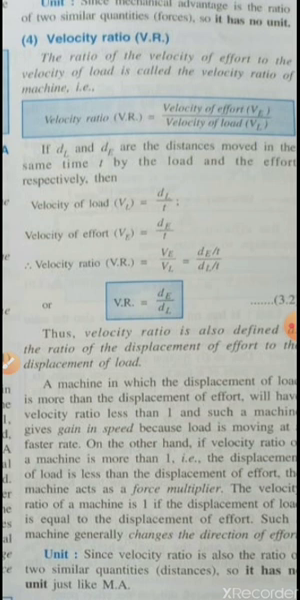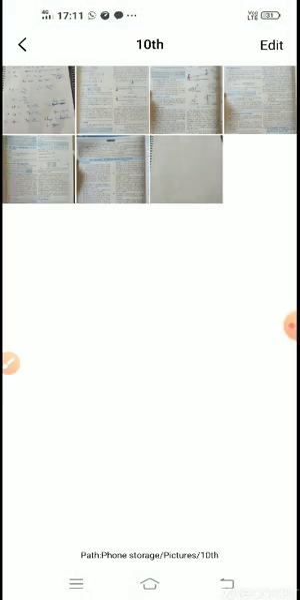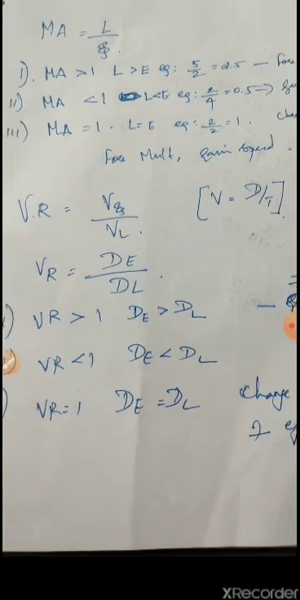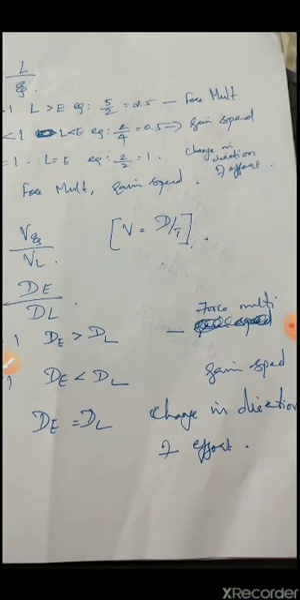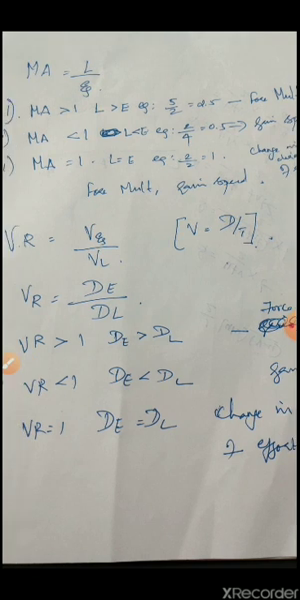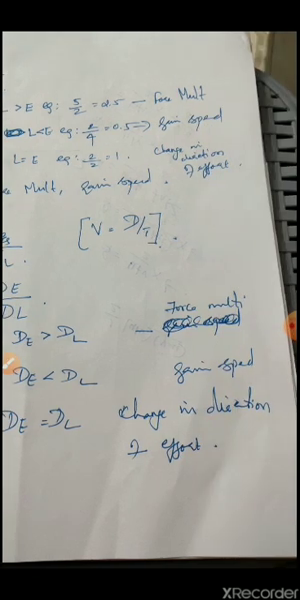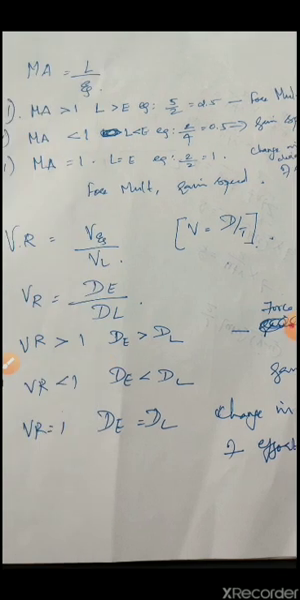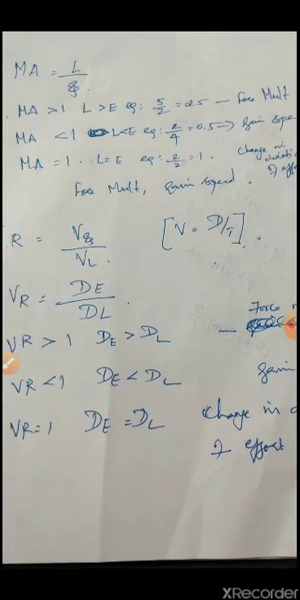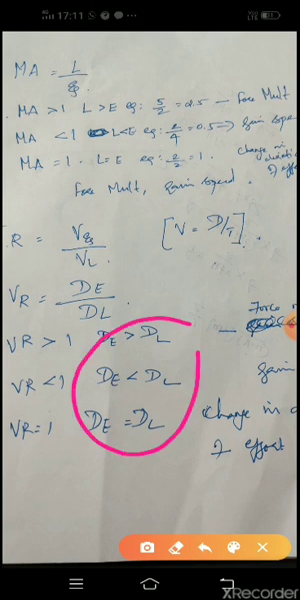So again we will also have the same thing: velocity ratio less than 1, greater than 1, equal to 1. First condition, if my velocity ratio is greater than 1, it acts as your force multiplier, which means the distance of the effort should be greater than the distance of your load. If my velocity ratio is less than 1, it's a gain in speed. Velocity ratio equal to 1, change in direction of your effort. So all these are your simple machines.